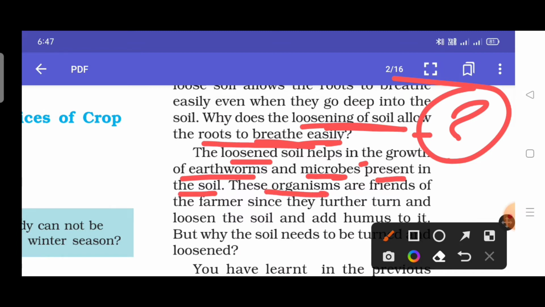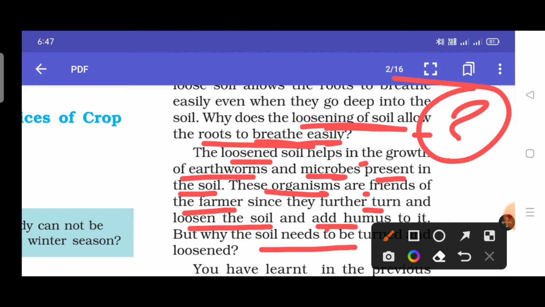ये जो ऑर्गेनिजम्स होंगे अर्थवॉर्म और माइक्रोब्स, are friends of the farmer since they further turn and loosen the soil, क्योंकि एक बार इनका ग्रोथ हो जाता है उसके बाद ये आपके सोइल को टर्न करने का काम और लूजन करने का काम खुद करेंगे. And add humus to it, and add humus to your soil and the soil quality will be good.